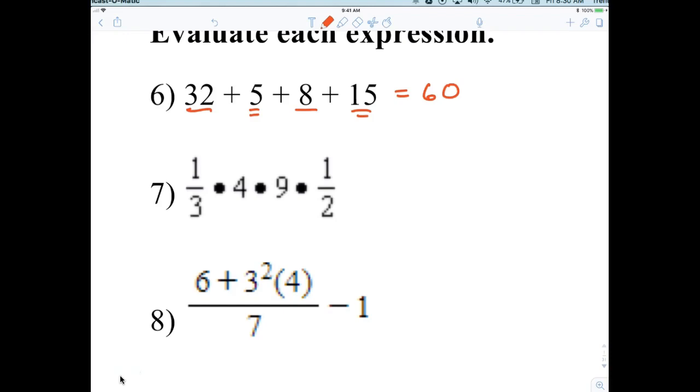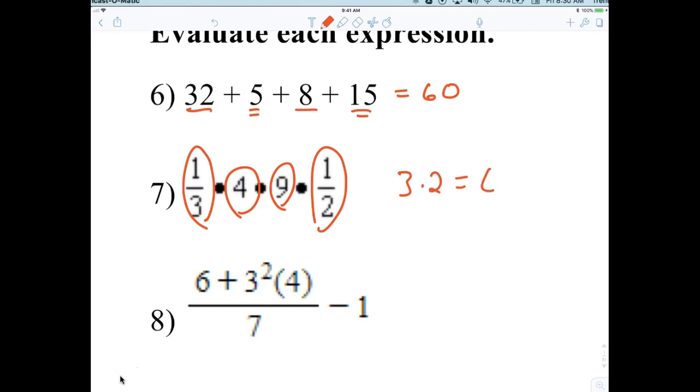All right? Just like in number 7, they would prefer that you do a third of 9, which is what? 3, and half of 4, which is what? 2. 3 times 2 is 6. All right? So again, if you take the time and just do that on the calculator, it's just a waste of time.